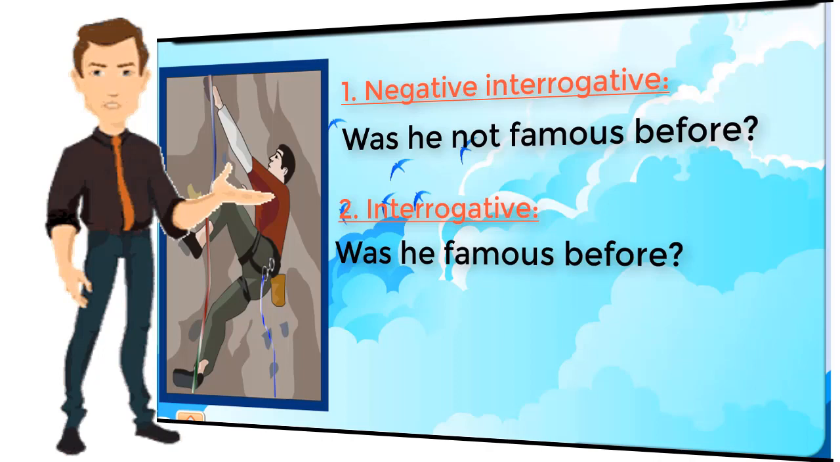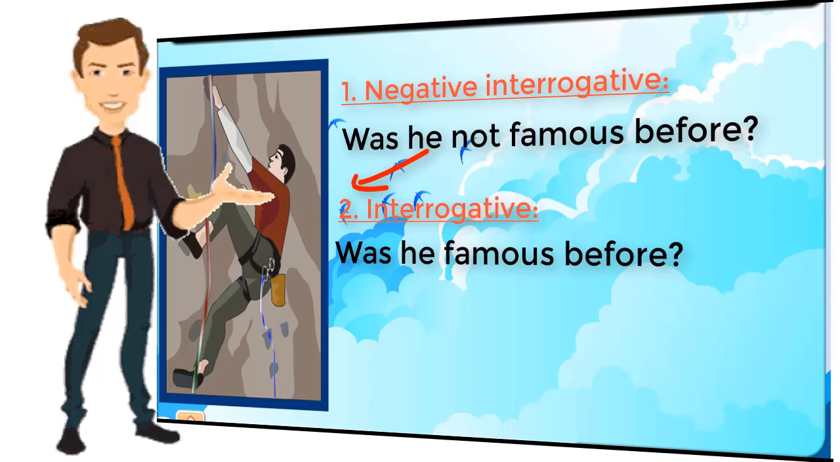Okay, dear students, look, the first one is negative interrogative. We know an interrogative sentence starts with an auxiliary verb, and this sentence also starts with an auxiliary verb, and that is was. And after the pronoun, we put not, that means the negative sign. So we can say that interrogative and negative sign are mixed together: negative interrogative. But its meaning is positive. That means affirmative meaning, though it starts with an interrogative and a negative.